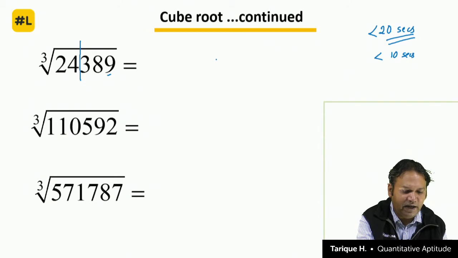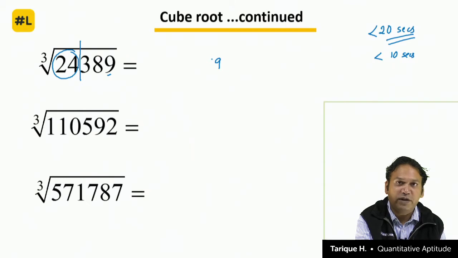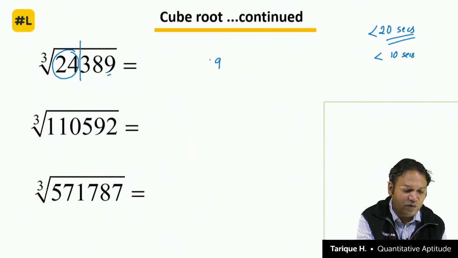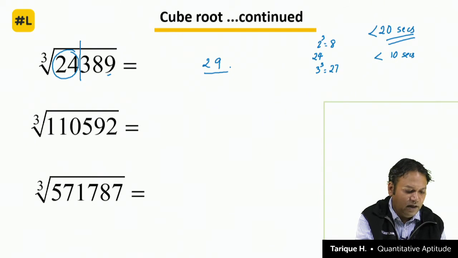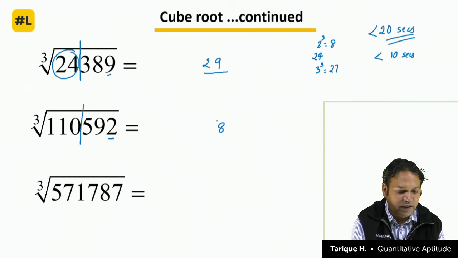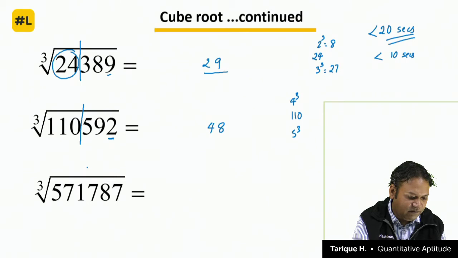24389, 9 will end in 9. 24 is between 3 cube and 4 cube. Okay, 24 is between 3 and 4. So what will be between 2 and 3? Sorry, 24 is between 2 cube and 3 cube. What number will come here? 29. That's done. Let's do the same thing here. 592, 2 will end in 8, right? And 110 is between 4 cube and 5 cube. So we'll take 4 here. That's finished.